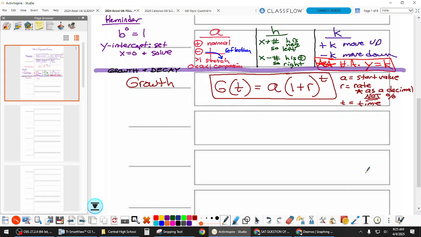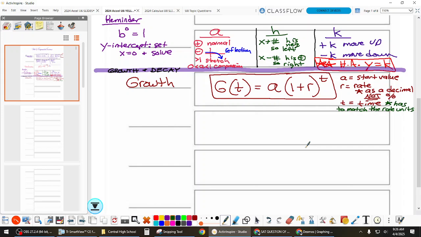Okay, here's the thing about the time: it has to match the rate units. Here's what I mean in my example. If I tell you the town is growing 2% per year, but then I say, what will the population be in 6 months? You can't plug 6 in for t. What would you plug in for t? 0.5. So make sure t matches the units of the rate.